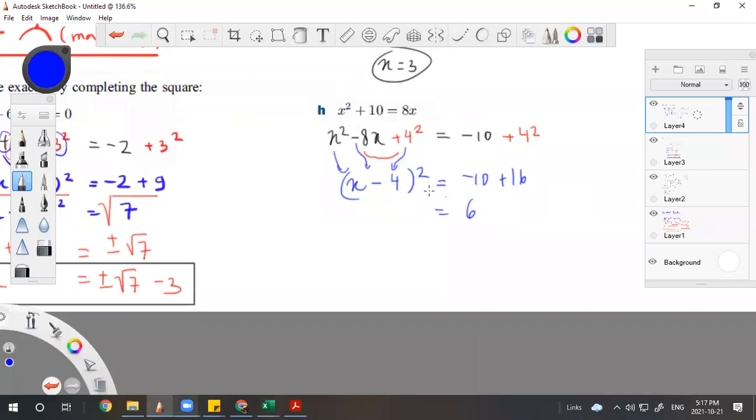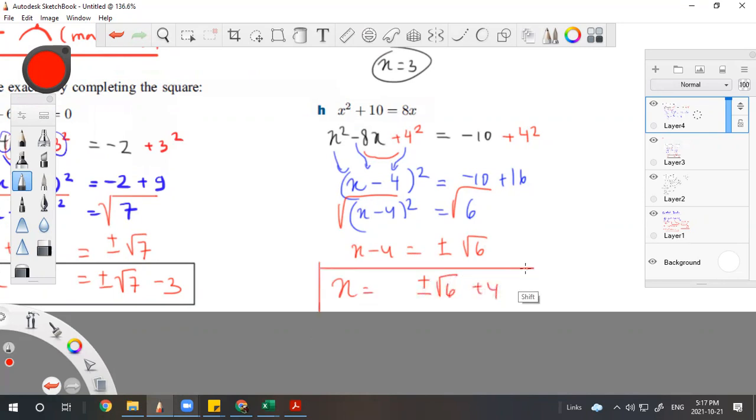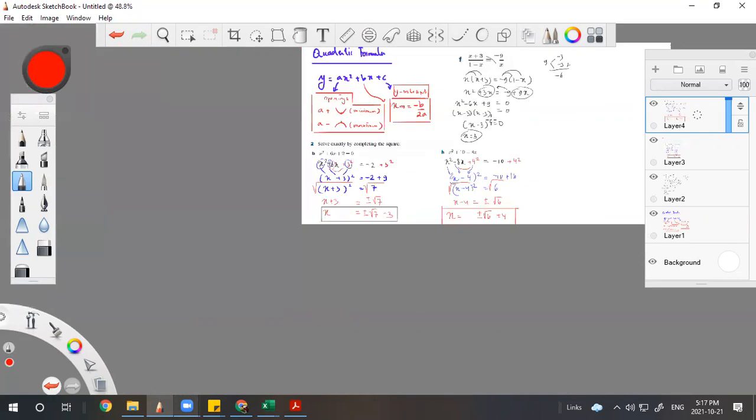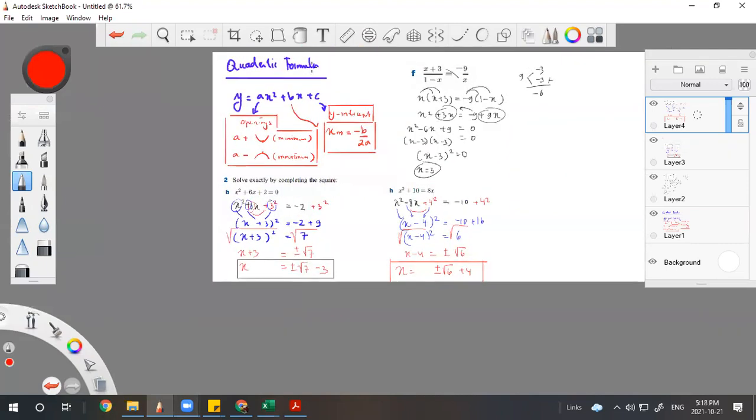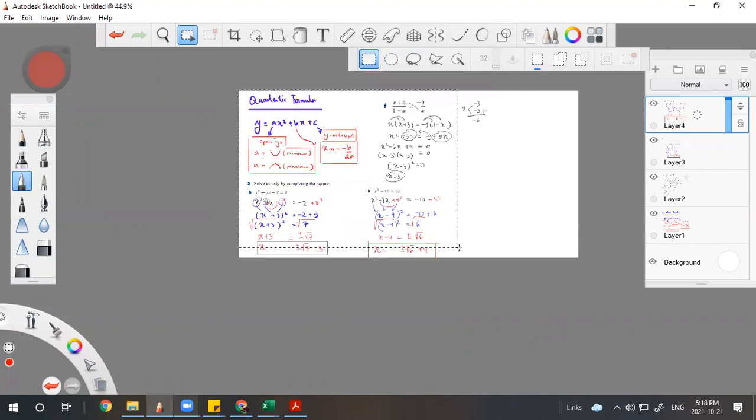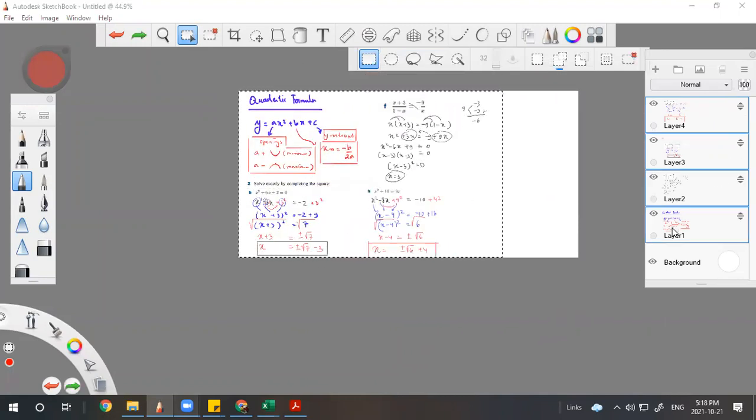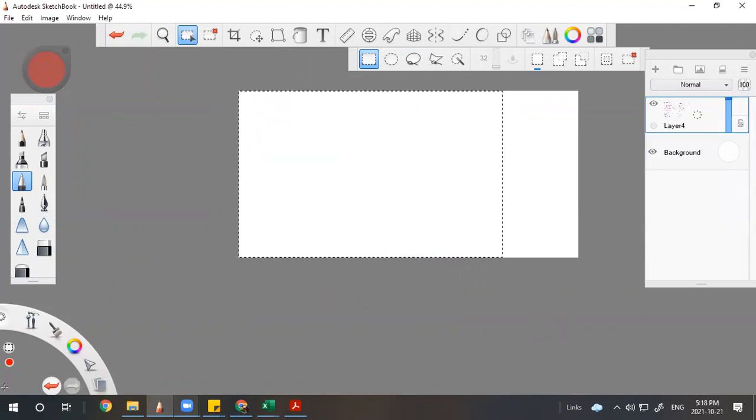So x minus 4 bracket square. What next? Square root on both sides. So x minus 4 equals plus minus square root 6. So x equals plus minus square root 6 plus 4. That's your answer. That's only two answers. Okay. So I will send this to you later in Microsoft Word. Wait, and I will put it in PDF as usual.